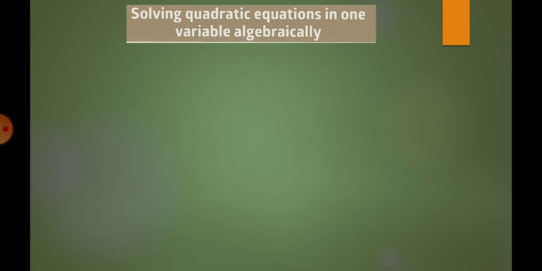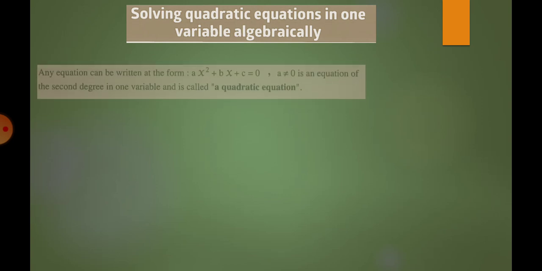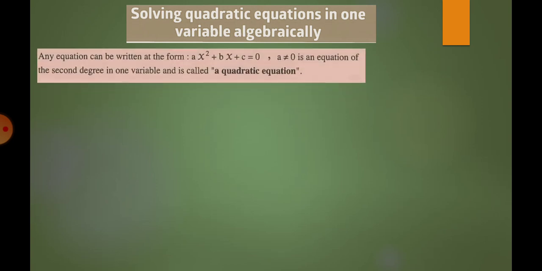What does it mean? Quadratic equation means an equation of the second degree. The form of the quadratic equation: ax power 2 plus bx plus c equals 0. This form is called a quadratic equation, such that a doesn't equal 0.